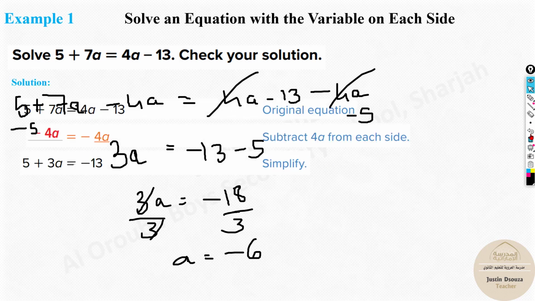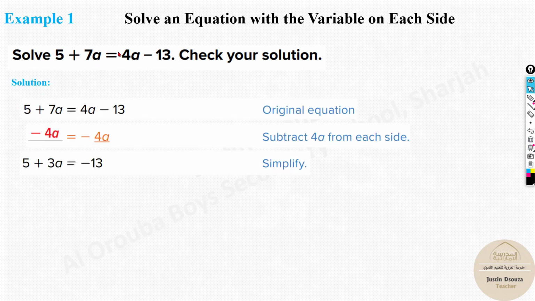So this is what is done. You can see over here, two variables are there. Subtract 4a from both sides. Why? Because you can see 7a is bigger. You need to take the smaller to the other side. If you take 4a to the other side, it will be 7a minus 4a. That's what you get, 3a, with 5 and 13 as they are.